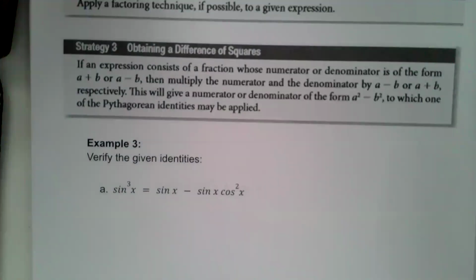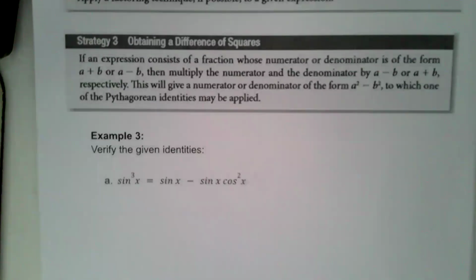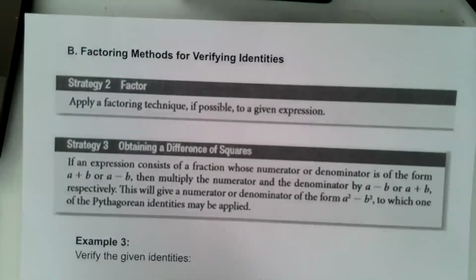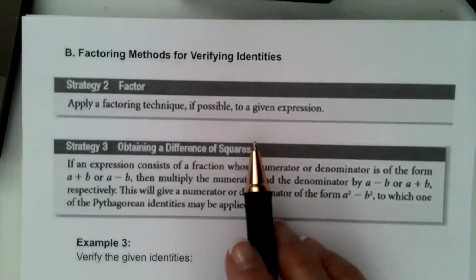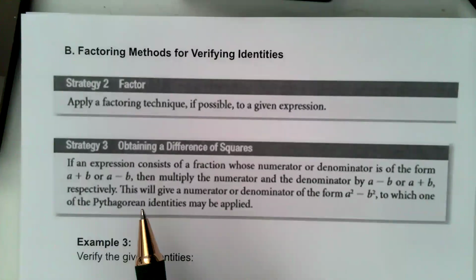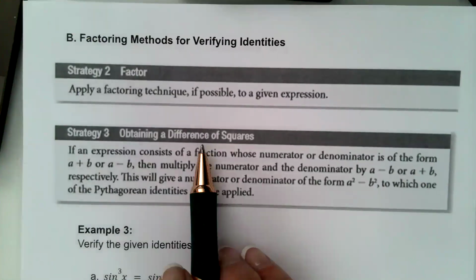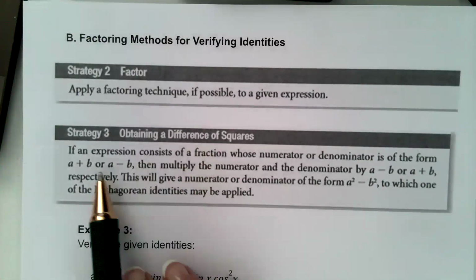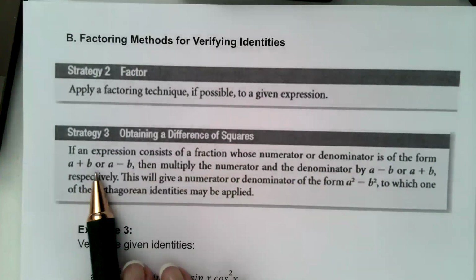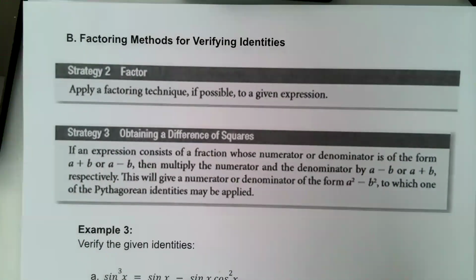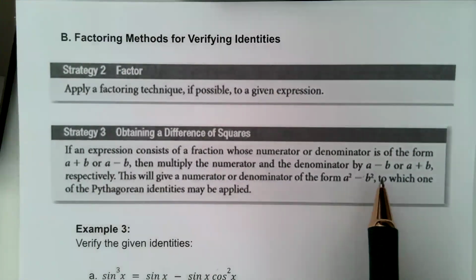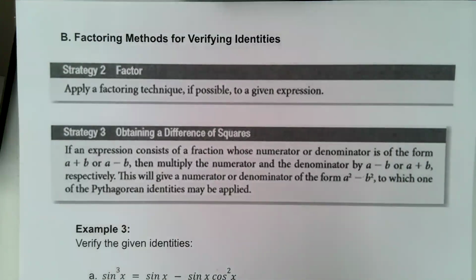Now, the second part of this lesson is using another strategy with factoring. So applying a factoring technique, if possible, to a given expression. Strategy 3 is obtaining a difference of squares. So if an expression consists of a fraction whose numerator or denominator is of the form a plus b or a minus b, then we could multiply by the conjugate to get the difference of squares.